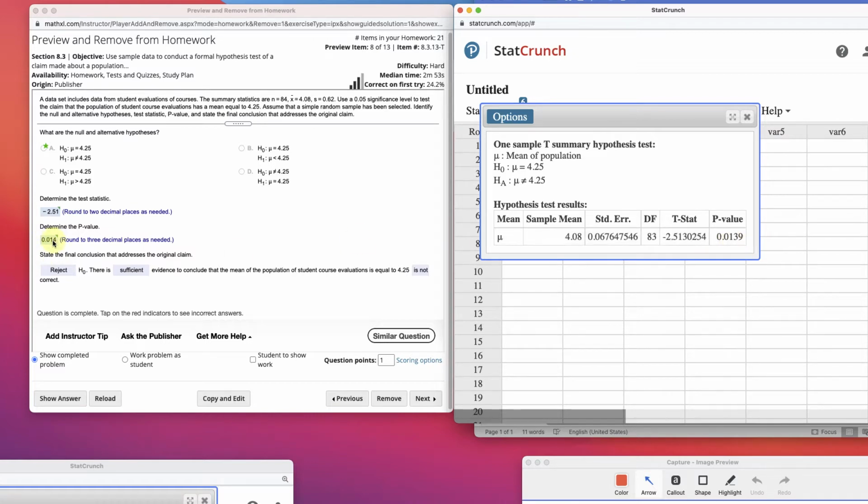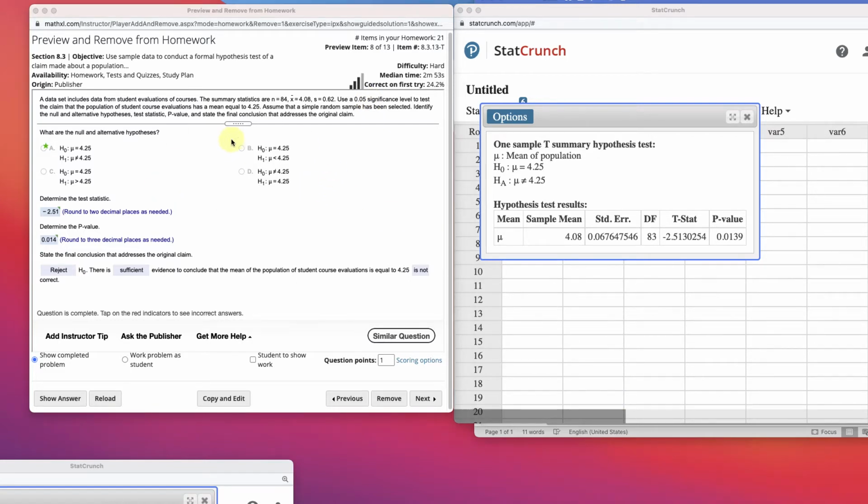Now the conclusions are made on the p-value. So if the p-value is less than the level of significance that we have, then we reject. If it's greater, then we do not reject. Our level of significance is 0.05. Our p-value is 0.01. The p-value is less than this level of significance, so that means it's in the tail, right? It's in the critical region. If you're looking at the normal curve, it's in a critical region, so this would be a reject of the null hypothesis. There's sufficient evidence to conclude that the claim that the mean of the population of student course evaluations is equal to 4.25 is not correct. So there's enough evidence to say that that's not correct.